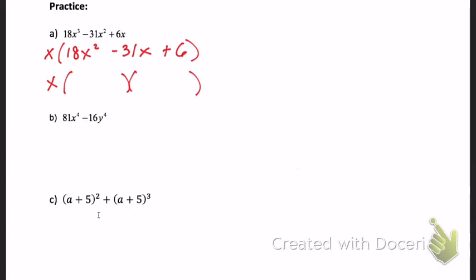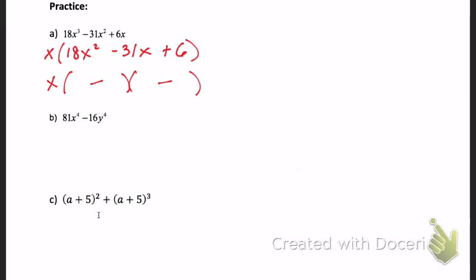My signs would be what? Why would they both be negatives? Because the last sign is positive, so that means that they are the same sign. Then I go to the middle term, and that means that they're both negative.